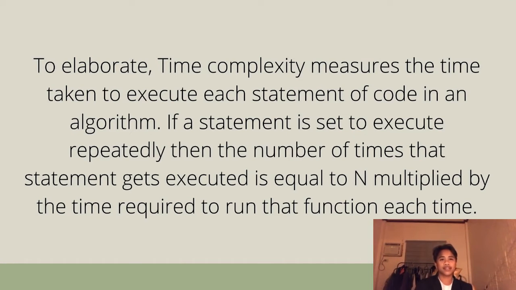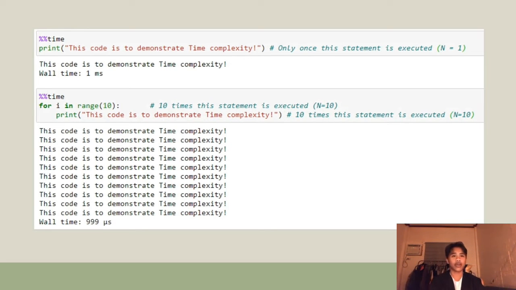To elaborate, time complexity measures the time taken to execute each statement of code in an algorithm. If a statement is set to execute repeatedly, then the number of times that statement gets executed is equal to n multiplied by the time required to run that function each time. This code is to demonstrate time complexity.